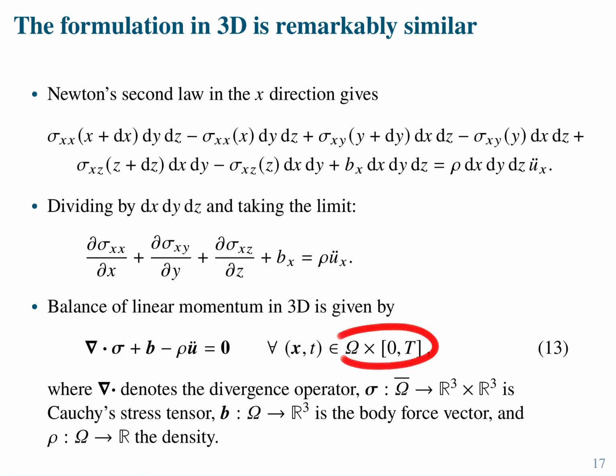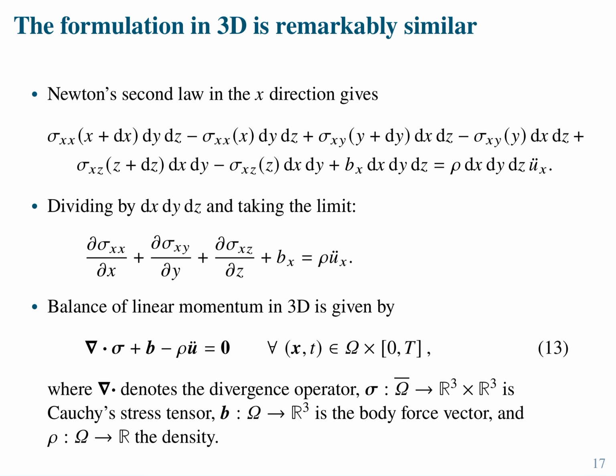In omega cross (0,t), we're still interested in finding the solution in that time interval. Very, very straightforward. It's exactly the same thing. Here I wrote, this denotes the divergence operator, and then you have the Cauchy stress tensor, which is indeed a tensor, and then b is a vector, and finally my density is a scalar. That's it, that's the equation.